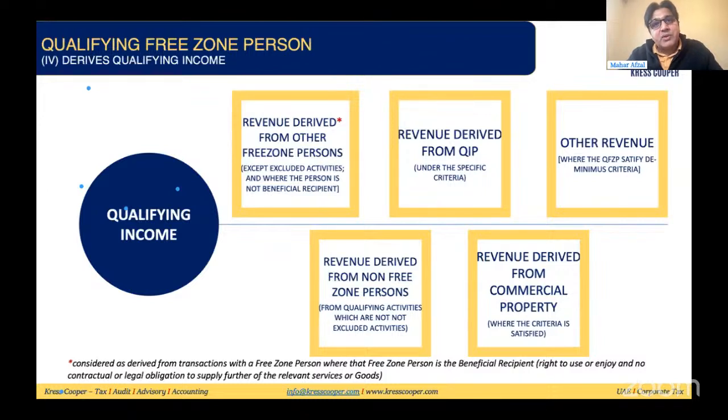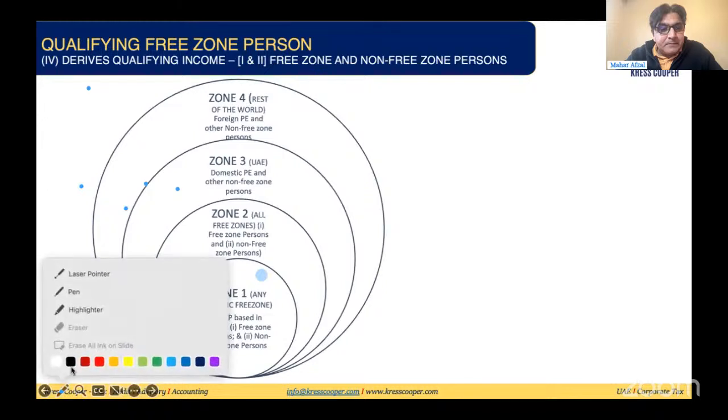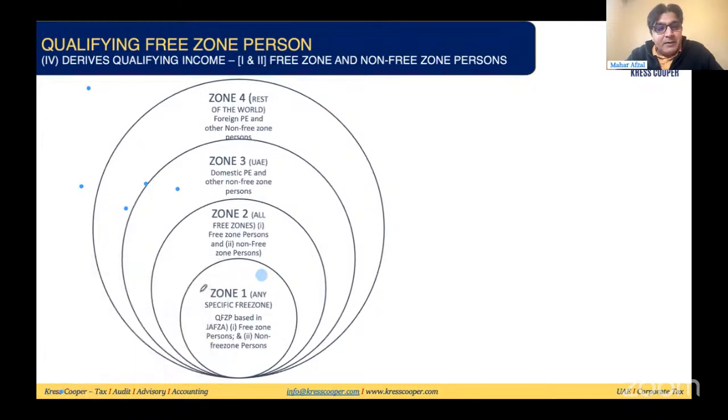Just keep in mind, because we need to go through the questions of the guide. We have discussed this. If the qualifying free zone person is making a transaction with another free zone person, which is the beneficial recipient, that is qualifying income. If the qualifying free zone person is doing a qualifying activity with a non-free zone person, it will be considered as qualifying income, assuming these are not excluded activities.